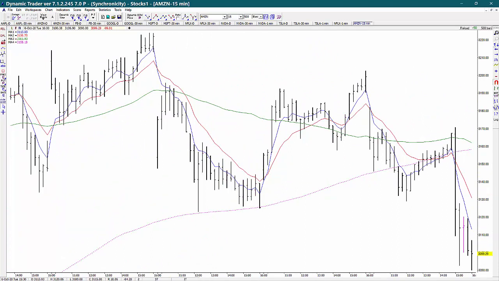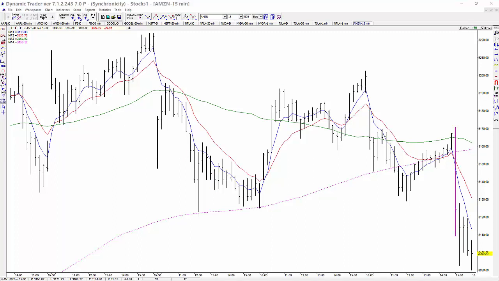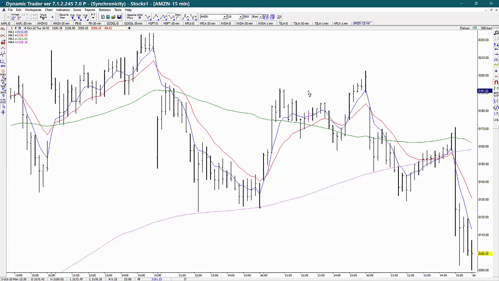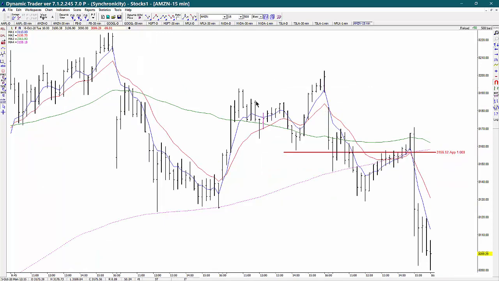Okay, so this was the actual two-step pattern, and it did make target number 1. And this is what it looks like. Typically, the first swing is similar to the second swing.